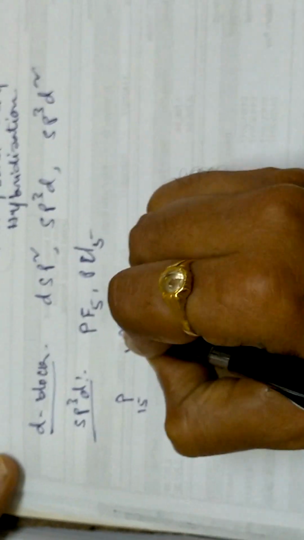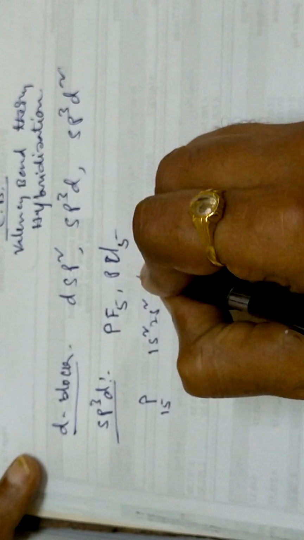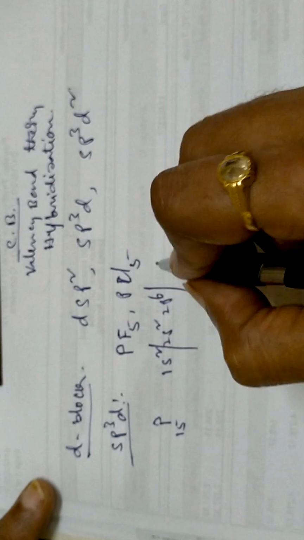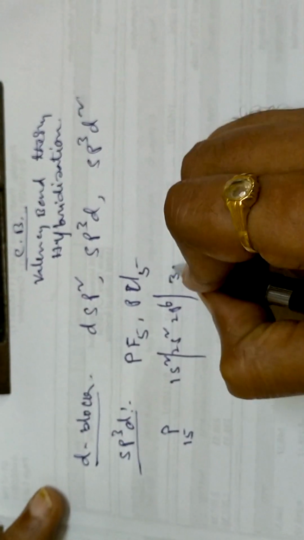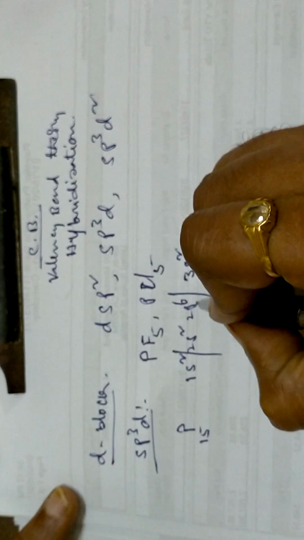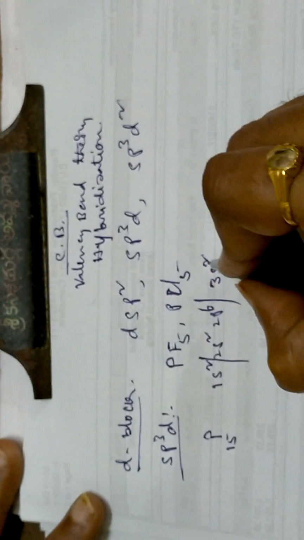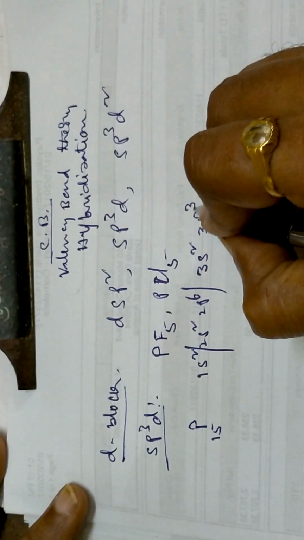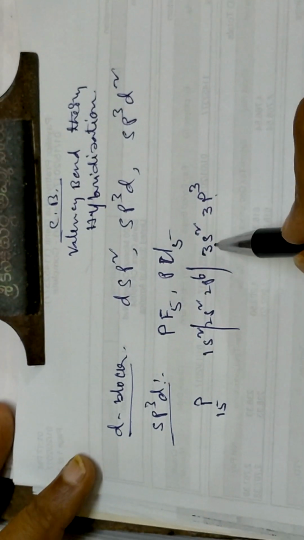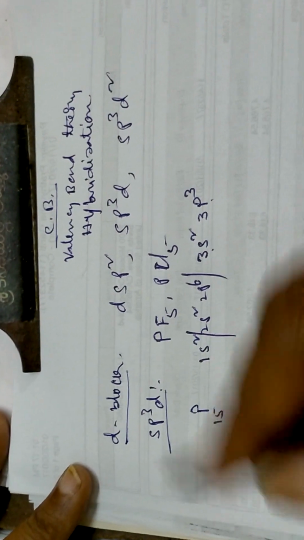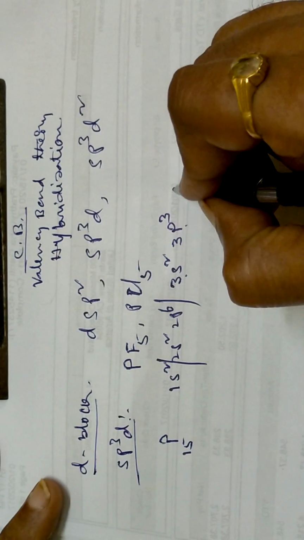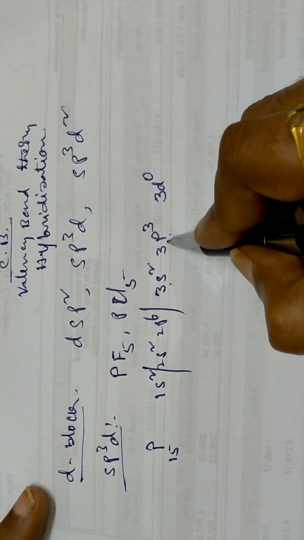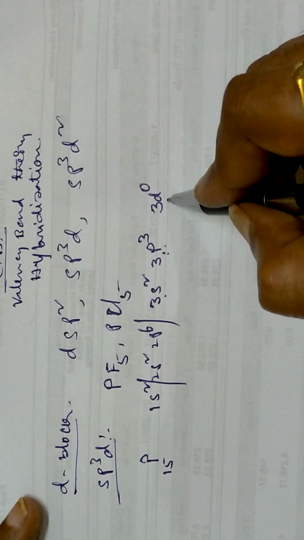The configuration is 1s2, 2s2, 2p6. These are the first shell K and the second shell, internal ones. Then comes 3s2, and 3p3: 8 plus 2 is 10, plus 2 is 12, plus 3 is 15. The 3s is fully filled and 3p is half filled. This is the normal structure, whereas 3d is 0. Here three p orbitals are half filled, but d is empty.